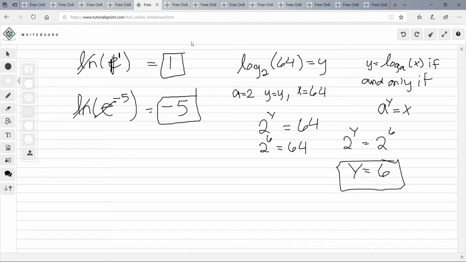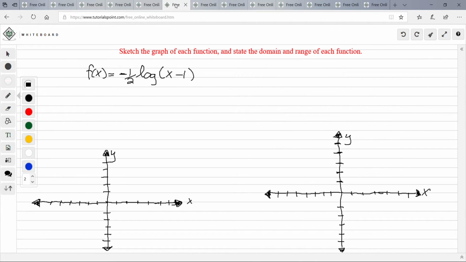Okay, so let's start sketching a logarithmic function. Let's say you're given: sketch the graph of each function and state the domain and range of each function. How I graph a logarithmic function is step by step. I don't write the whole thing, because I make mistakes. So let's write what we know.